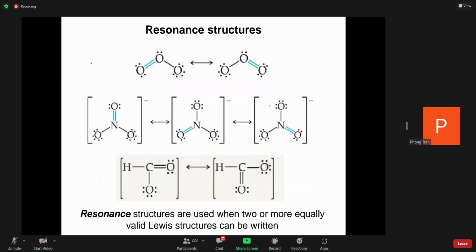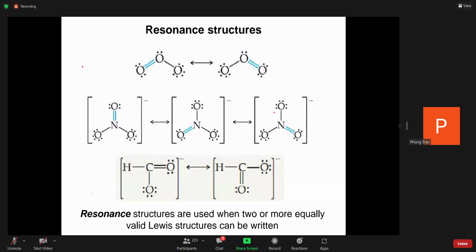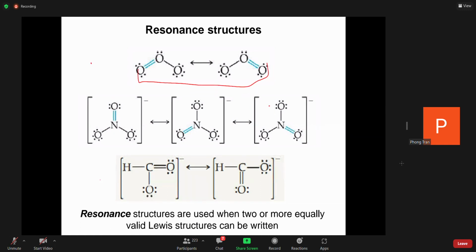Okay. Now we move to the next concept, resonance structures. So when you have two or more possible Lewis structures, after deciding based on the formal charge, which one is more likely? Let's look at the case of O3, the ozone. You can have two structures that look quite similar, like this one. Okay. Now you have O3.